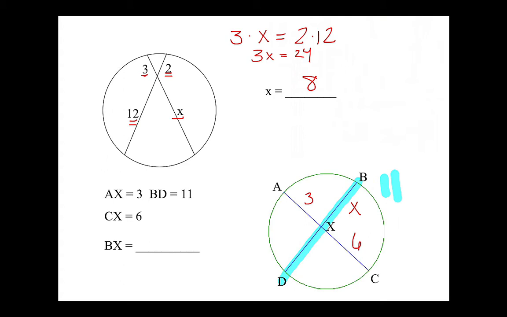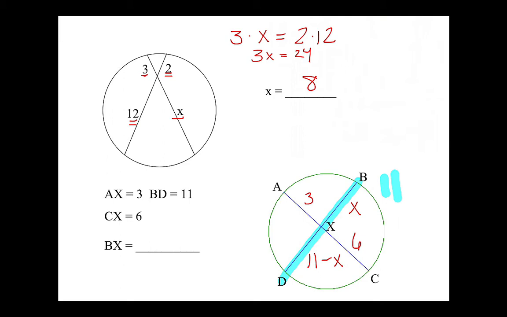I don't know what dx is, like in the last example, but I do know that if x was 4, dx would be 11 total minus the 4, leaving me 7. So I'm going to call dx the full length minus the other part of x. We've used that idea many times before. So now I'm still going to set up my equation.